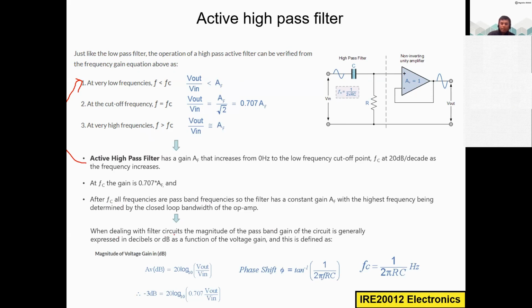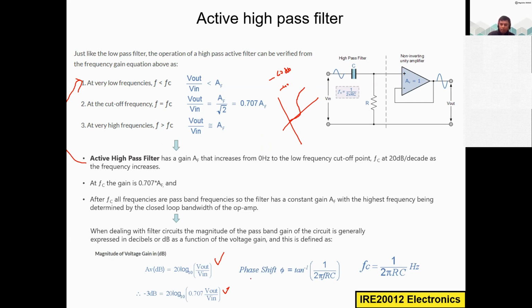When dealing with filter circuits, the magnitude of the passband gain of the circuit is generally expressed in terms of dB. So that is the voltage gain. So this is the formula, the same standard formula. This one is not changing. So that is why we say the gain increases 20 dB per decade with frequency. And for the second order, it will be sharper, 40 dB, and for third order, it will be 60 dB per decade. So it will rise more and more sharply when you increase the order of the filter.